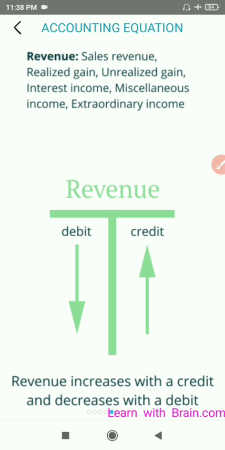Now we will discuss revenue. What are the revenues? Sales revenue, realized gain, unrealized gain, interest income, miscellaneous income, extraordinary income. These are all revenues. What is the accounting treatment for revenues? If revenue increases, credit. If revenue decreases, debit the revenue account.